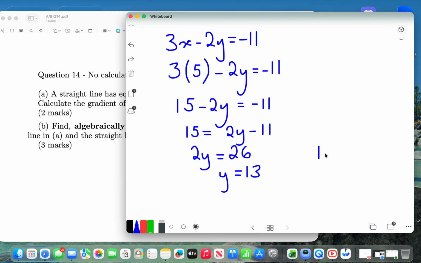So the intersection is given by those values of x and y. So let's just write the intersection as the point 5, 13.